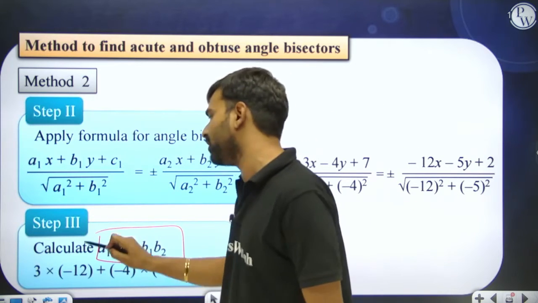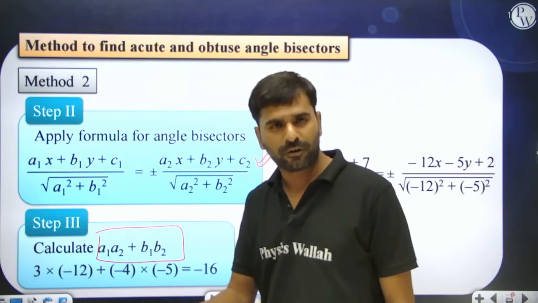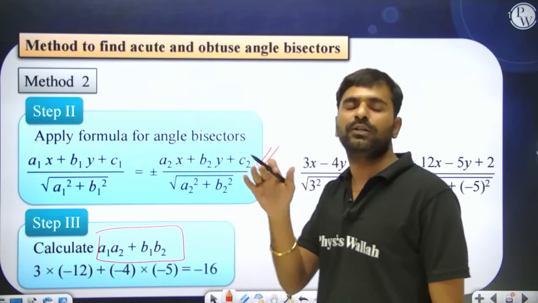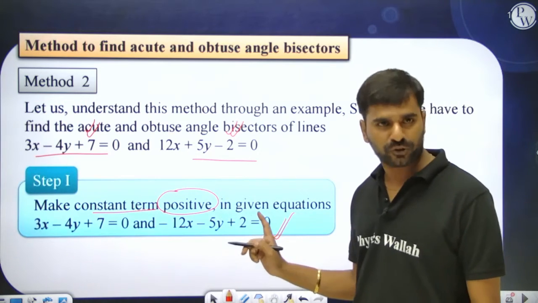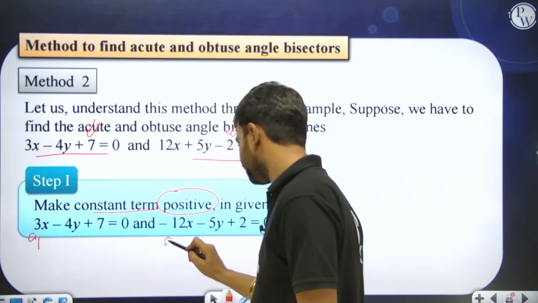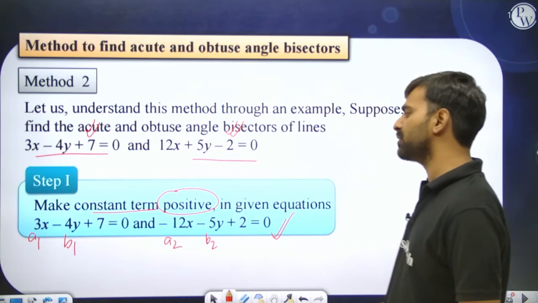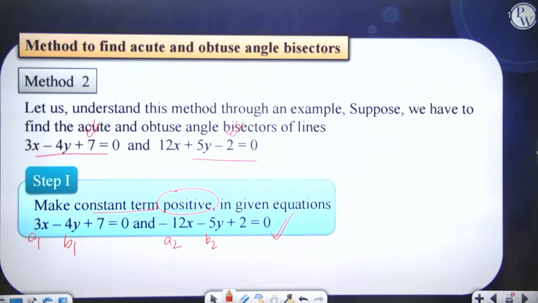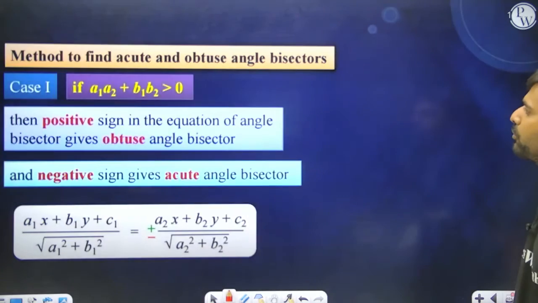You will calculate the value of a1 a2 plus b1 b2, where a1 and b1 are the coefficients of x and y of one line, and a2 and b2 are the coefficients of x and y of the other line, after the constant terms have been made positive. So over here, this is a1, this is a2, this is b1, this is b2. So we will find the value of a1 a2 plus b1 b2. It is going to be minus 36 plus 20, so it is going to be negative in this case.